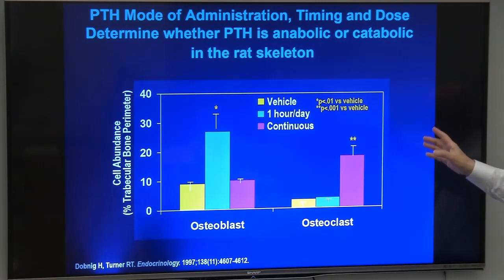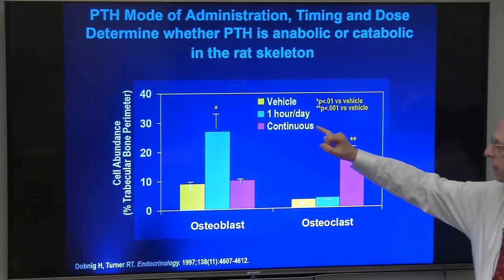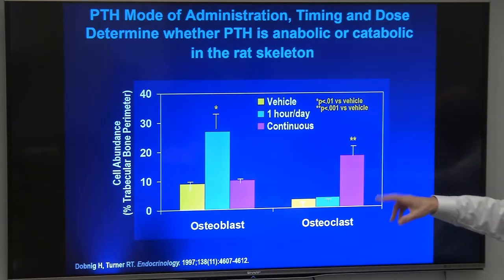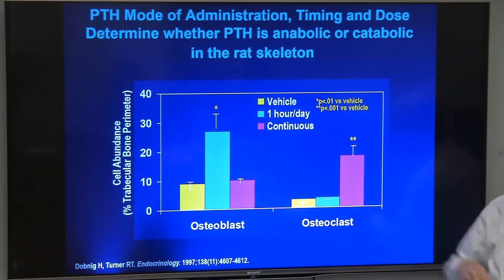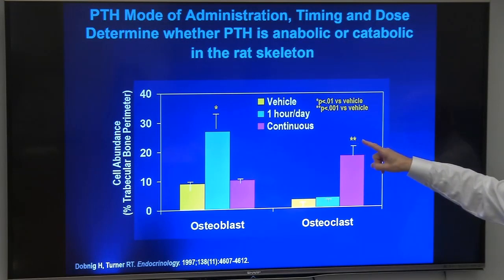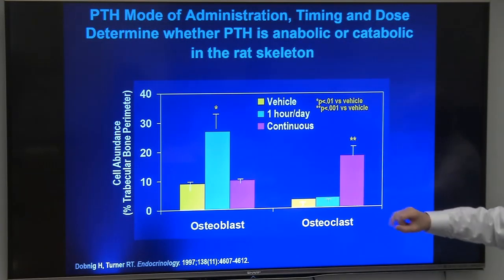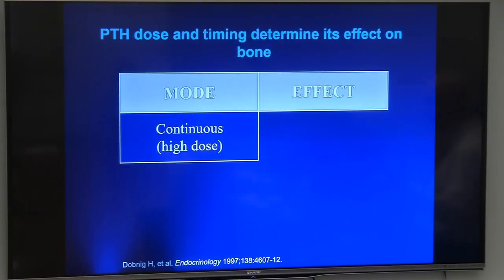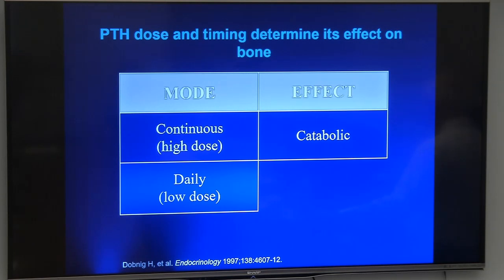This work goes way back. Again, Harold Dobnik and Russ Turner gave PTH to rats under two different conditions. The so-called intermittent, which was 1 hour a day, or 24/7. And then looking at a histomorphometric index for osteoblast or osteoclast activity, he showed that the 1 hour per day group showed evidence for osteoblast stimulation, but not the continuous. On the other hand, when the drug was infused 24/7, there was no evidence for osteoblast, but the osteoclast was more active. And that led to this notion that continuous, relatively high-dose PTH would be catabolic for bone, but daily or intermittent low-dose PTH would be anabolic for bone.